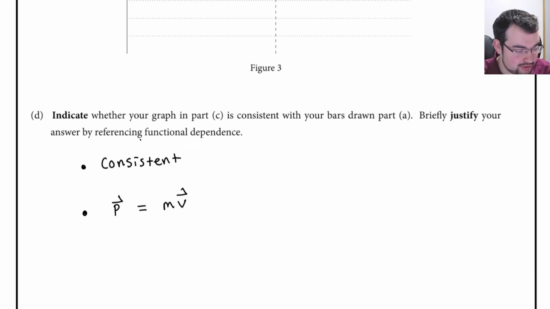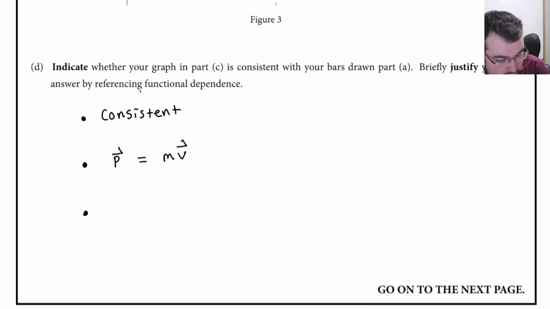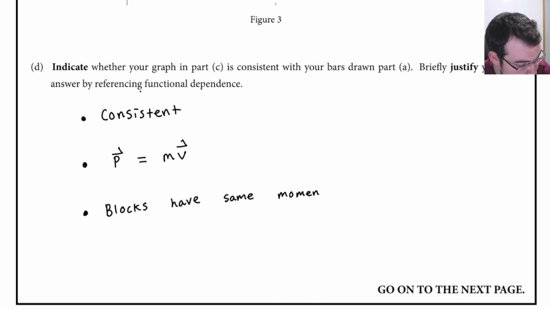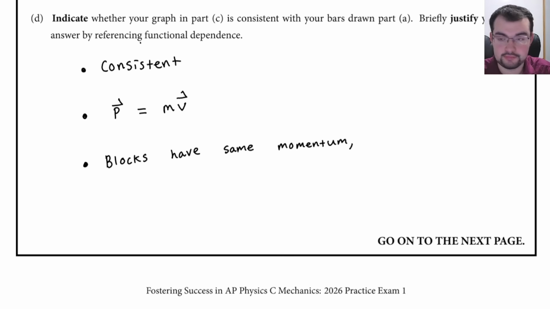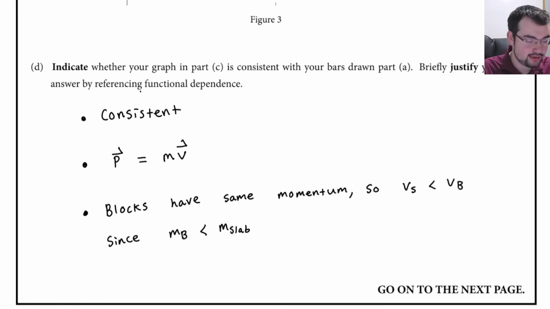Why do you need both? Why are we saying you need both for D2? Well, in part A, I said the blocks have the same momentum, as we saw in part A. They have to have the same momentum, those canceling momenta. So V of the slab must be less than V of the block, since M of the block is less than M of the slab. So anything like that gets you D2.